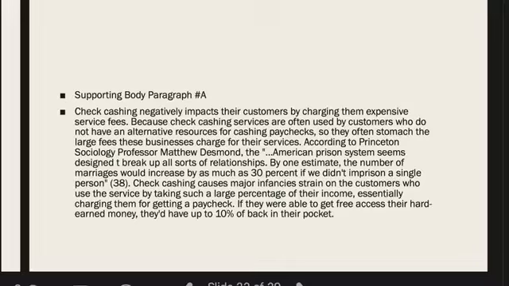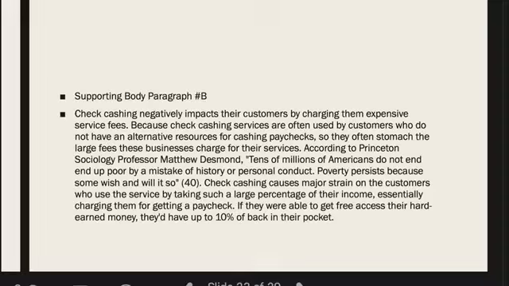Check cashing causes major financial strain on the customers who use the service by taking such a large percentage of their income, essentially charging them for getting a paycheck. If they were able to get free access to their hard-earned money, they would save up to 10% of that back in their pocket. That was not my greatest reading either. Okay, so there's that one, and there's this one.